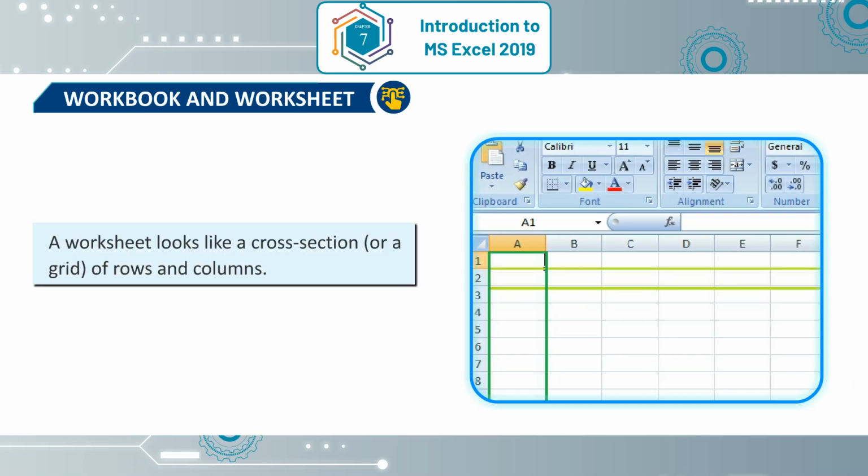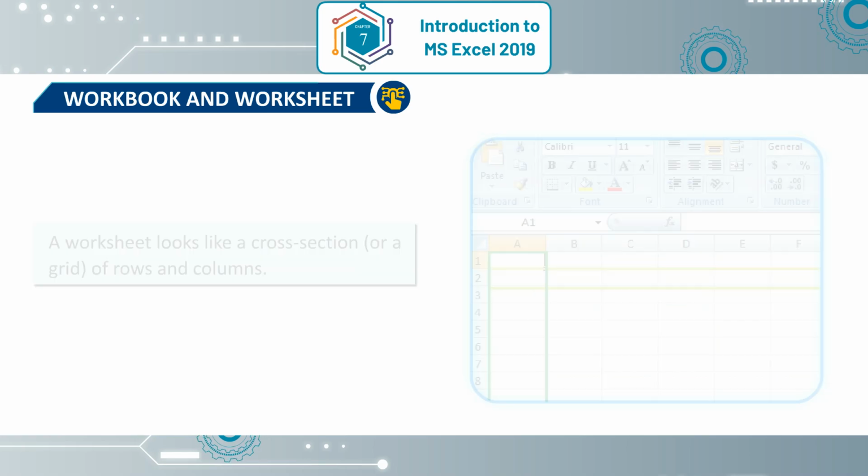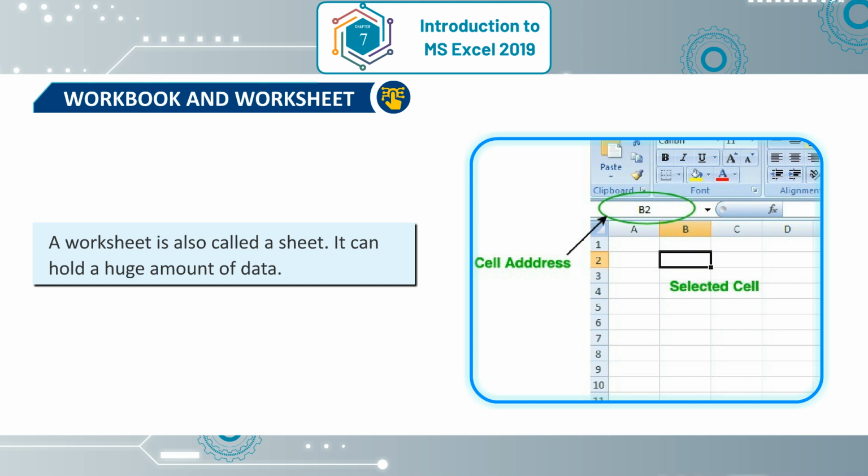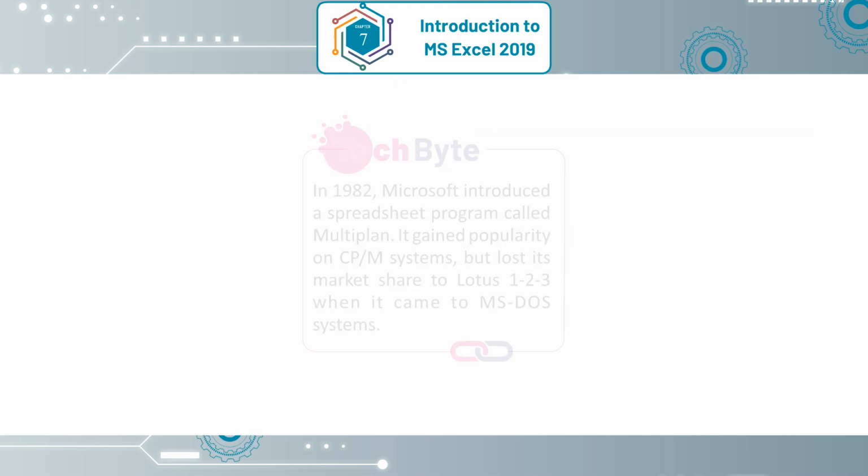A worksheet looks like a cross-section or a grid of rows and columns. A worksheet is also called a sheet. It can hold a huge amount of data.